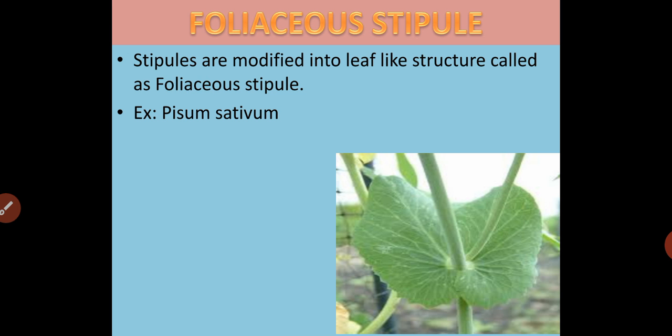Foliaceous stipules. Stipules modified into leaf-like structures are called foliaceous stipules, as seen in case of Pisum sativum. Foliaceous stipule is the condition in which stipules are modified into leaf-like structures. Example, Pisum sativum.